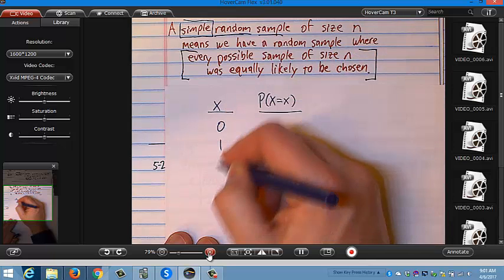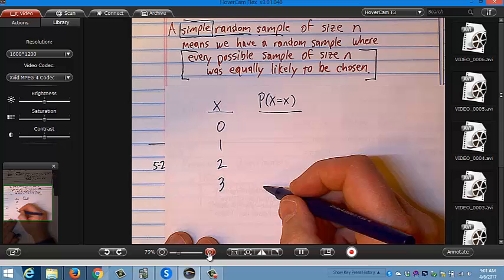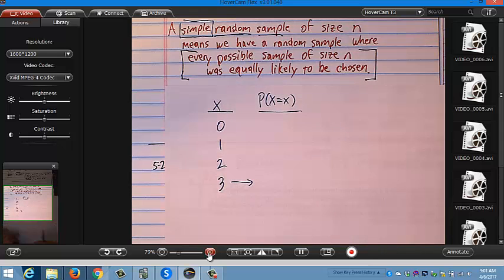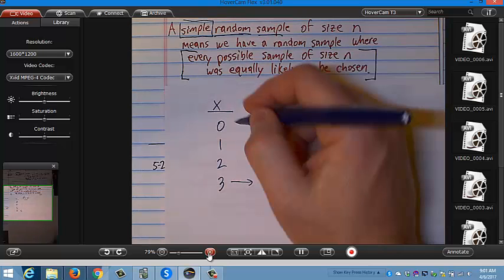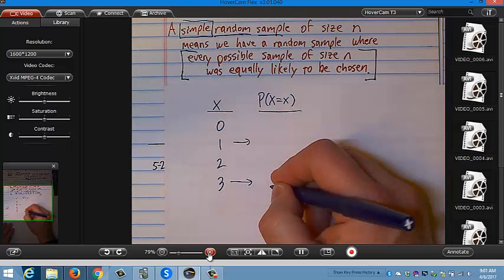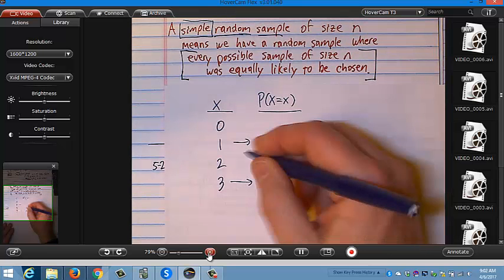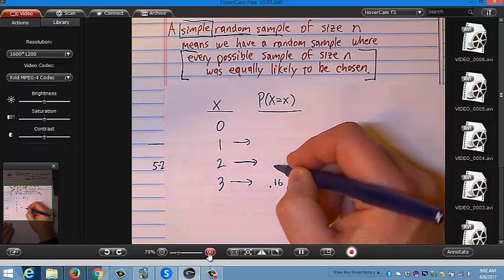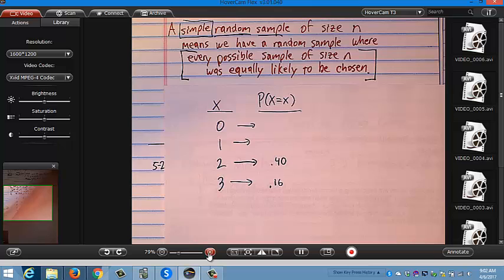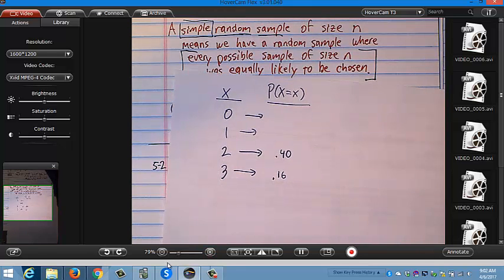And so it was 0, 1, 2, or 3. And you guys worked this out. When it was 3, what did you guys get? 16%. And when it was 2, now you got 40 or something like that? 40%. I have to do 1 and 0. Let me work out 1 and 0.